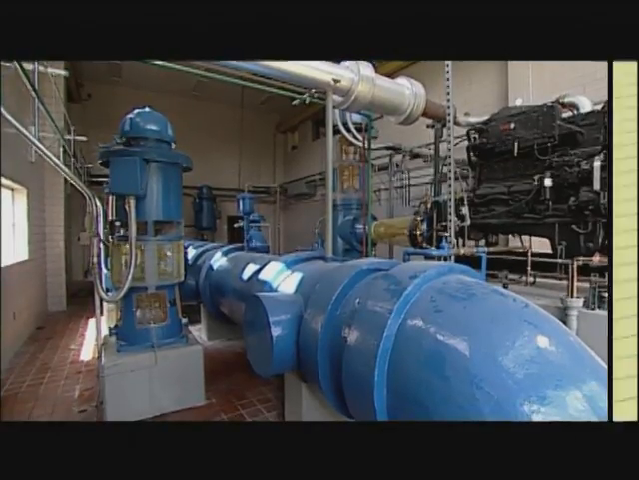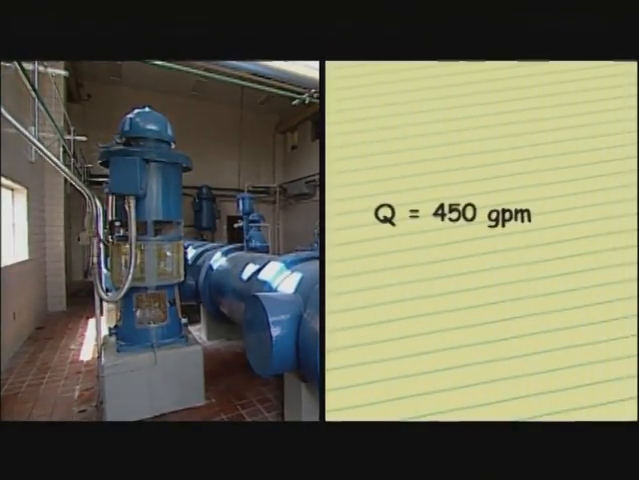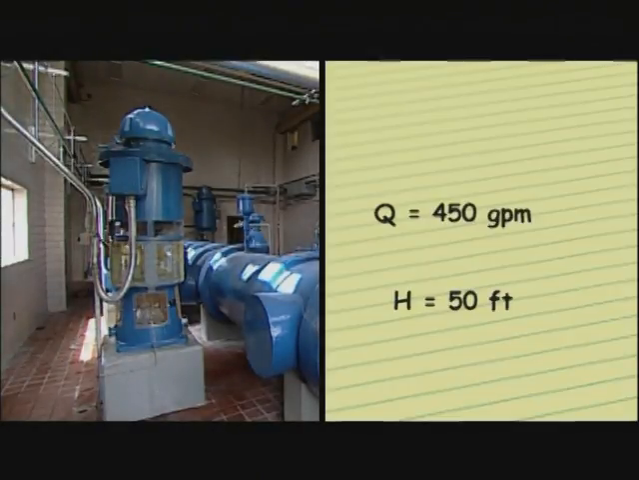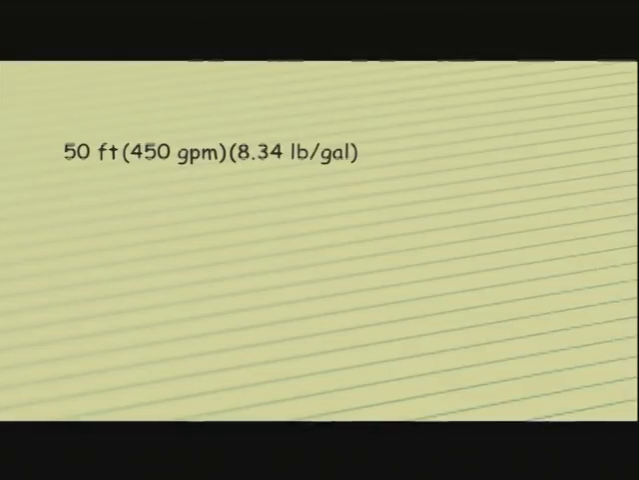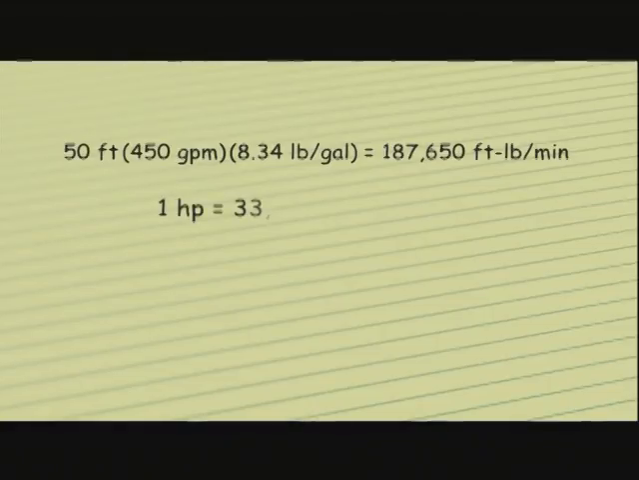Say we have a pump that is pumping 450 gallons per minute against a head of 50 feet. What is the horsepower required? We will need to convert to foot-pounds. 50 feet times 450 gallons per minute times 8.34 pounds per gallon. So now we have foot-pounds, and that is going to equal 187,650 foot-pounds per minute.